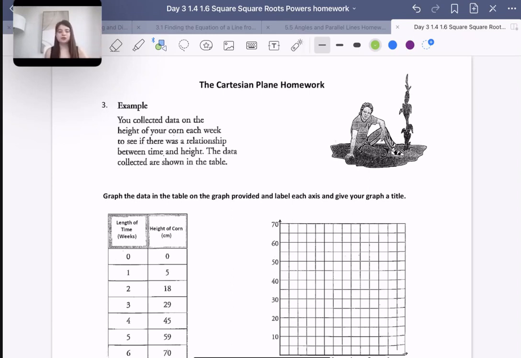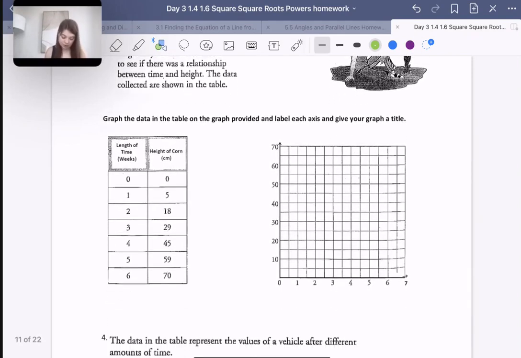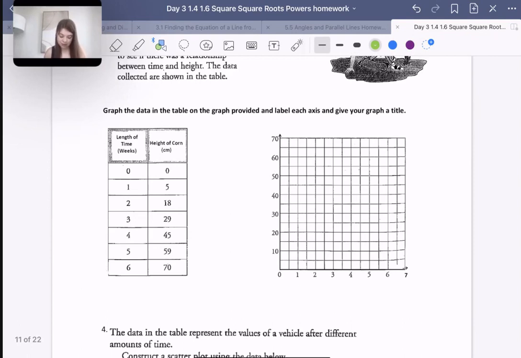Perhaps it stops at a certain point. There may be a certain point in time when corn is just as tall as it's ever going to get and it stops, but I would imagine there is a relationship. The data collected are shown in the table below. So length of time in weeks versus the height of the corn. And our job is to graph the data in the table on the graph provided and label each axis and to give our graph a title.